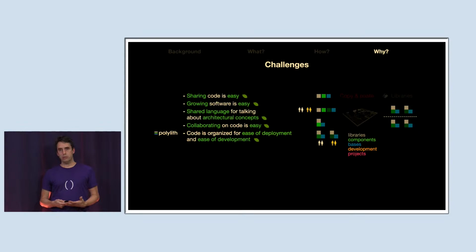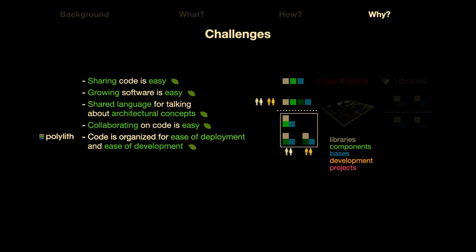But with Polylith, we not just organize code for ease of deployment, but also ease of development, because we separate those two concepts. And in production, we can add or change how we run the code, and it will not affect how you work with the code. So that's really, really good, really nice. And so that's one of the core ideas here.